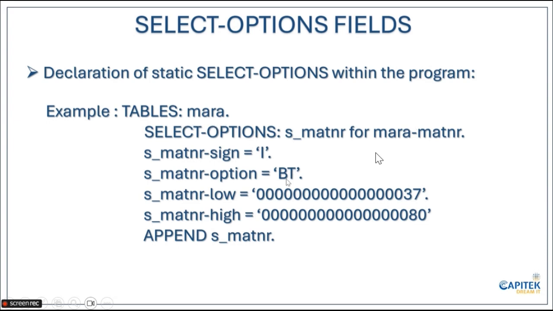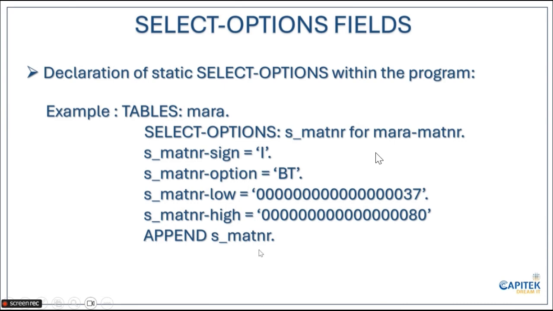And after this, what happens? You can explicitly write like this: s_matnr-sign equals I, where I stands for include. s_matnr-option equals BT, which means between. s_matnr-low equals 37, your starting material number, and the high is 80. Then you say append s_matnr. So these values you can explicitly give in your code, or directly in the selection screen when you run the program, or append them in the program.